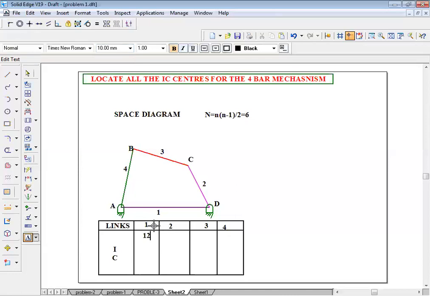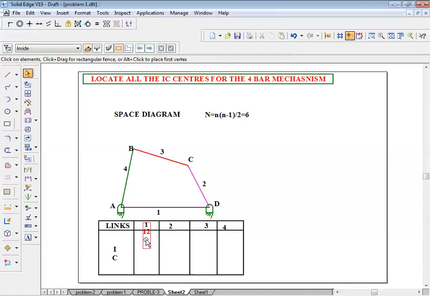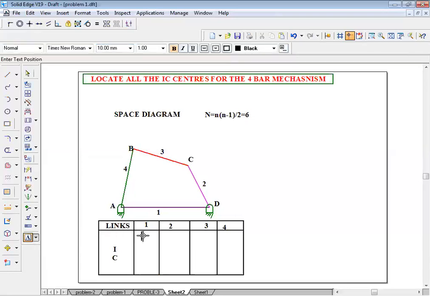Next combination is I12, next after that I13, next after that I14. That is the combination we need to take.